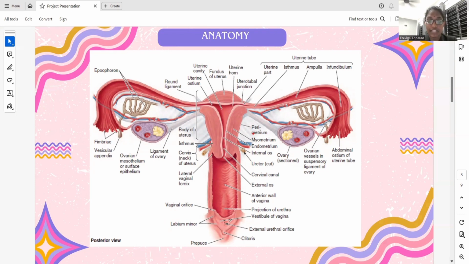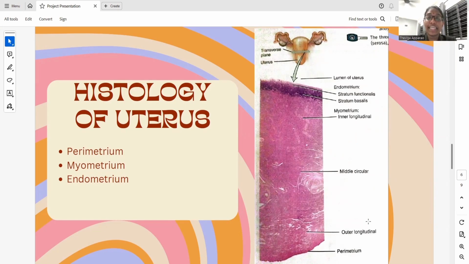Parasympathetic fibers of the uterus are derived from the pelvic splanchnic nerves. Sympathetic nerve fibers of the uterus arise from the uterovaginal plexus. Moving on to the histology of uterus.